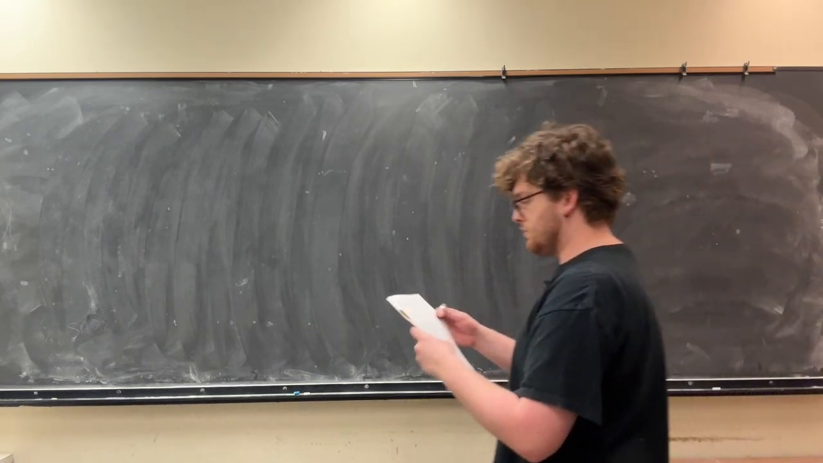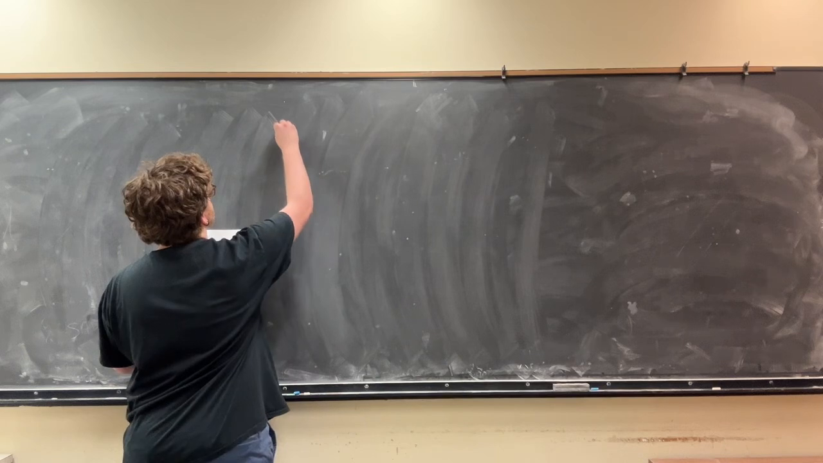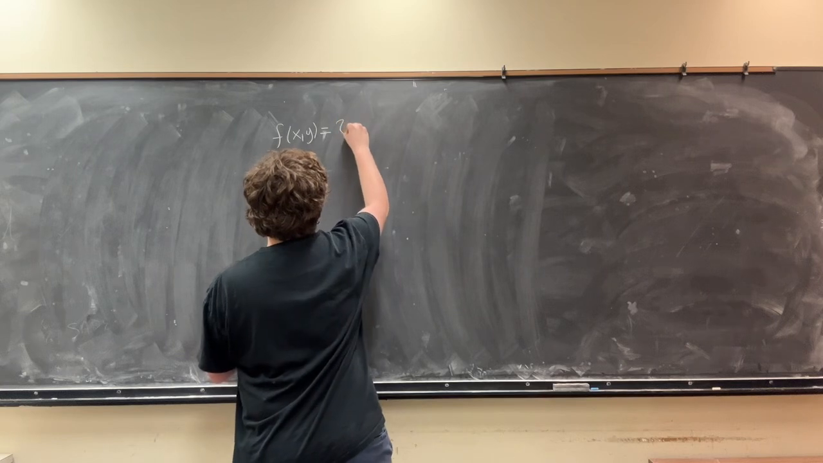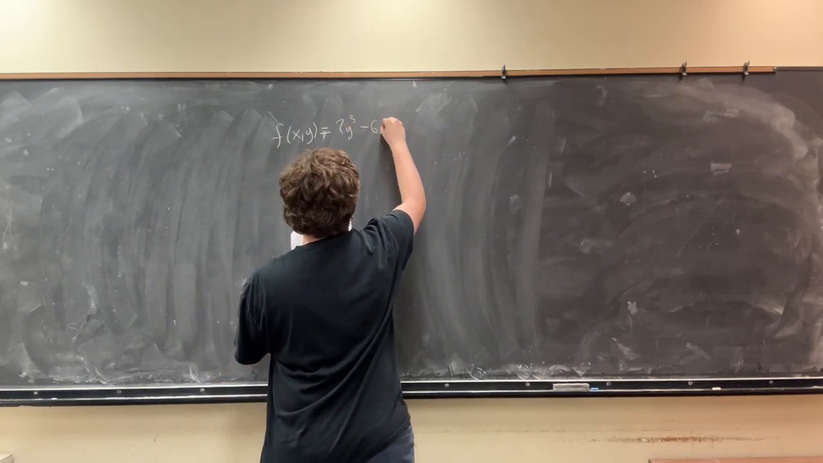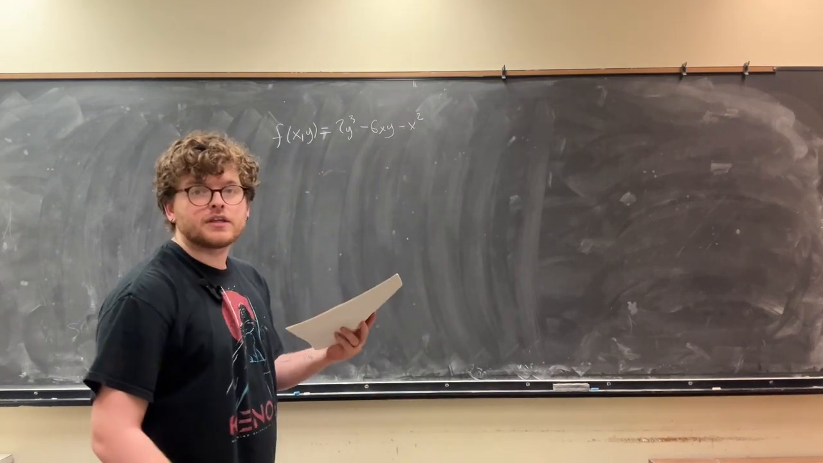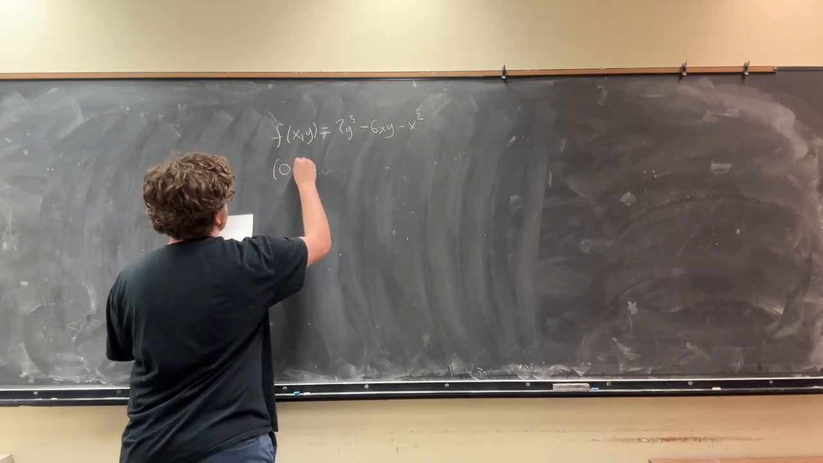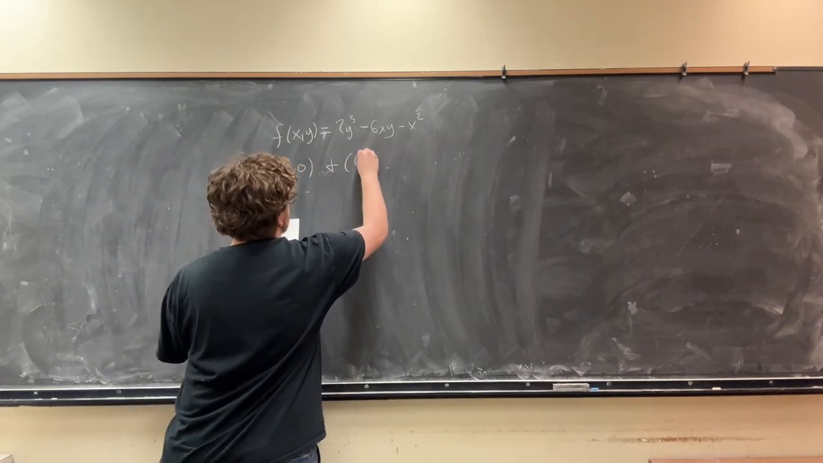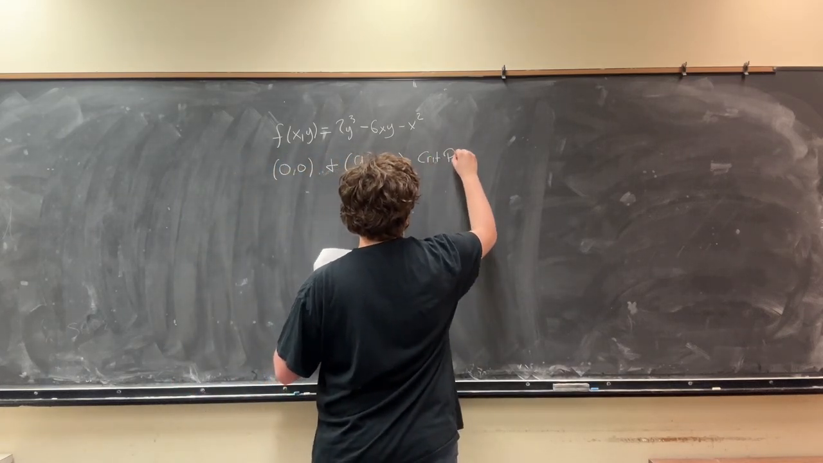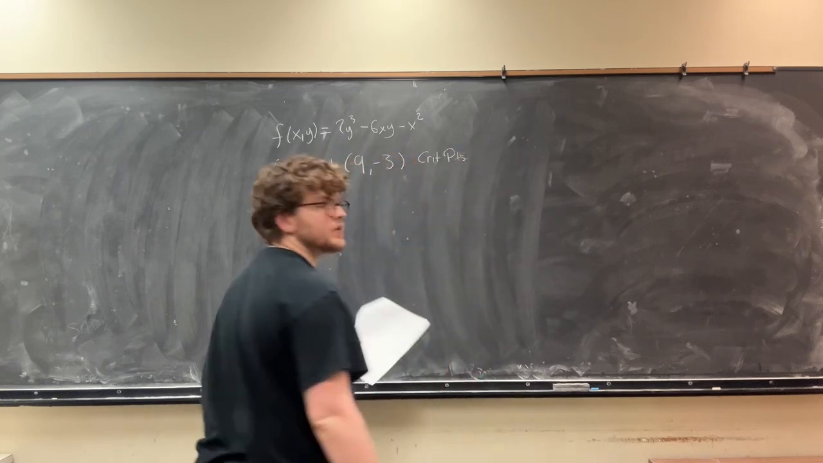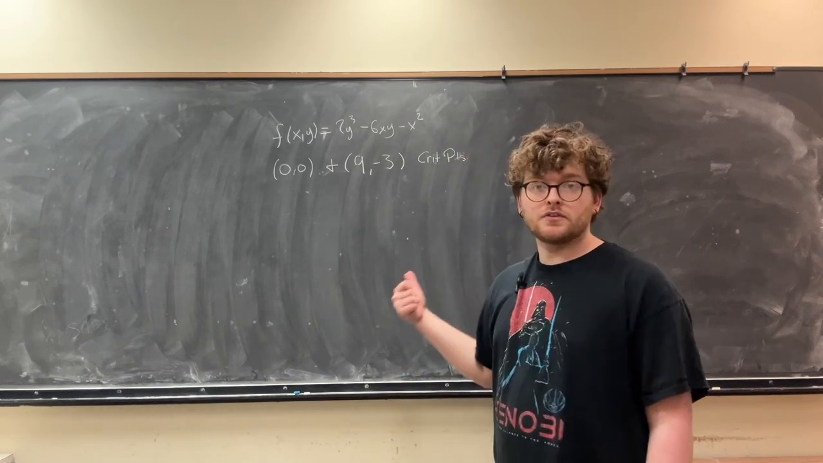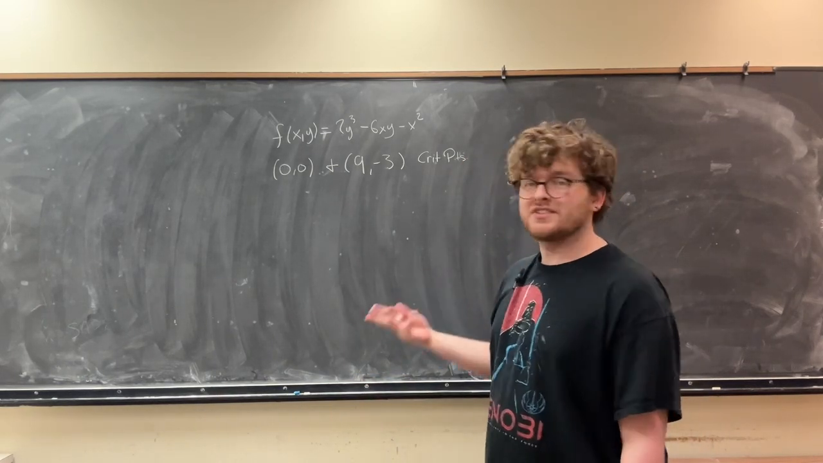Alrighty, write out the problem real quick. We have f of x and y is 2y cubed minus 6xy minus x squared. And this problem already tells us what the critical points are. It says that the points (0, 0) and (9, -3) are the critical points. Cool. And so what we're trying to figure out is if these are minima, maxima, or saddle points.